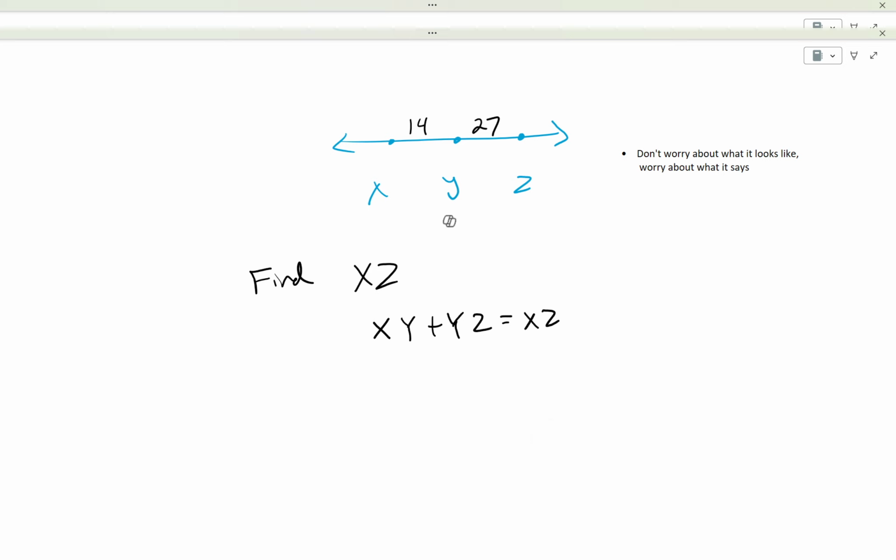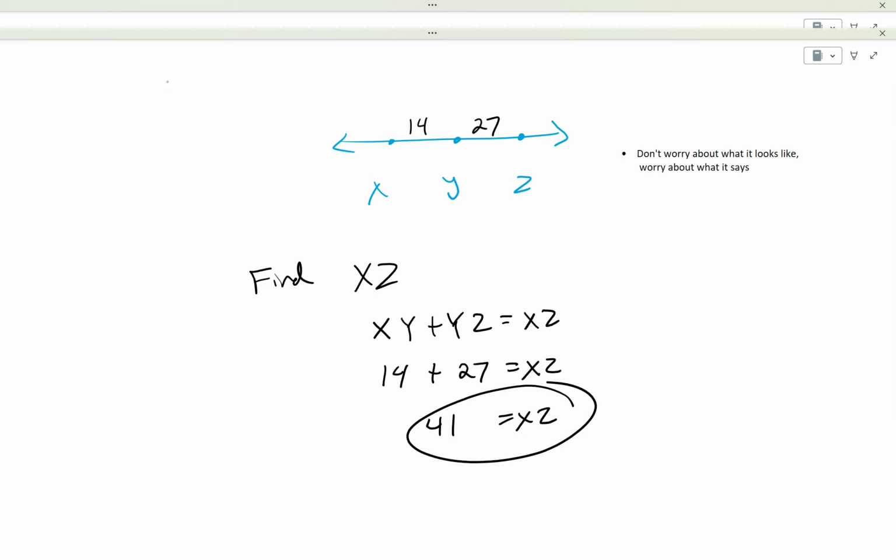And then we just substitute. XY is really equal to 14. YZ is really equal to 27. And then XZ, we don't know yet. What we find out is that 14 plus 27, once we evaluate, is equal to 41, and that is our answer. You do not impress me by just skipping from XY plus YZ equals XZ and making this into XZ. That's not the purpose of this exercise.